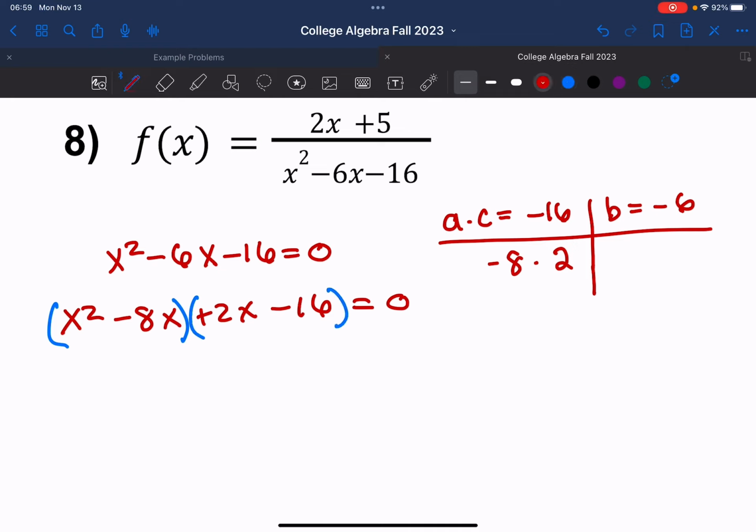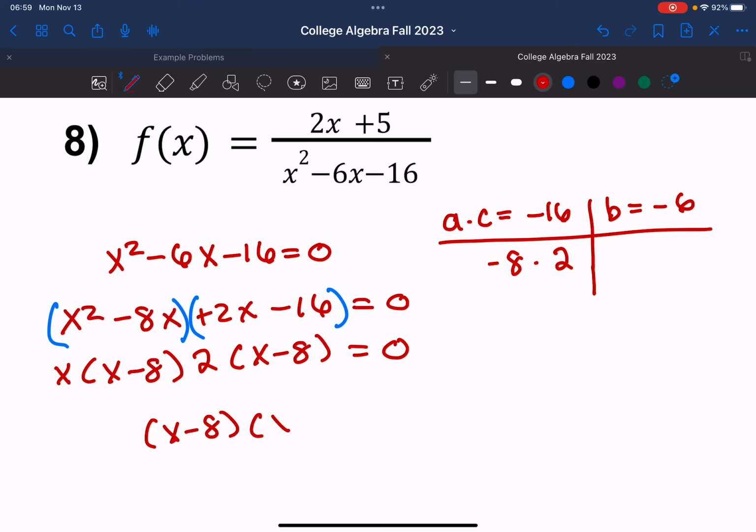So looking at my first parenthesis, what's the GCF I can take out? X, and I'm left with x minus 8. What about the next one? 2, and I'm left with x minus 8. Which is good because I want my parentheses to match. So that means I have the factors x minus 8 and x plus 2 is equal to 0.